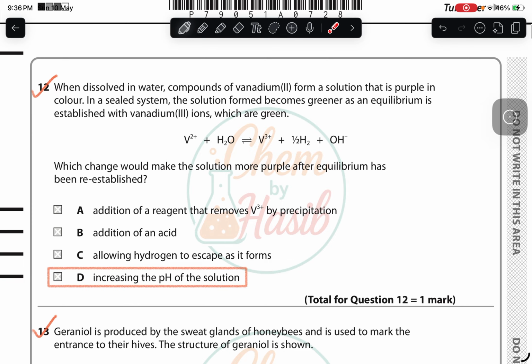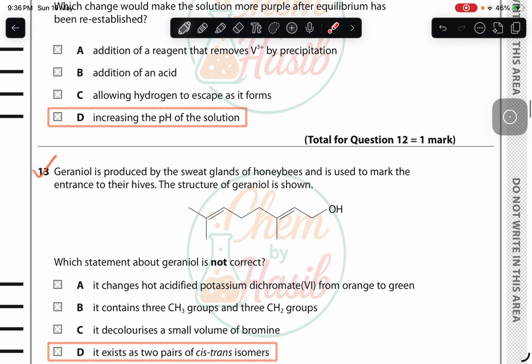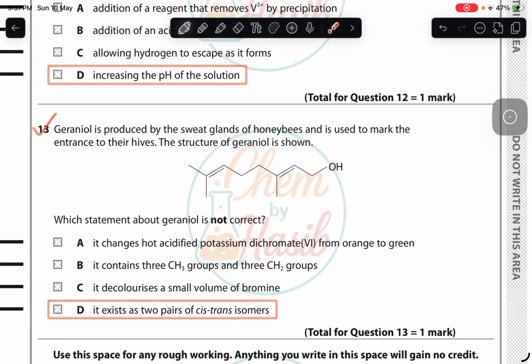Question number 13. Which statement about geraniol is not correct? The structure of geraniol is shown. Okay, which statement about geraniol is not correct?